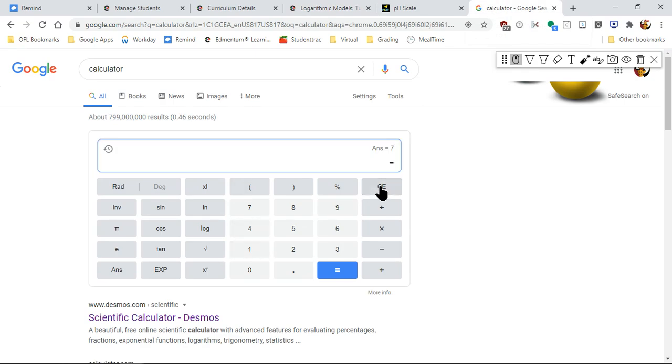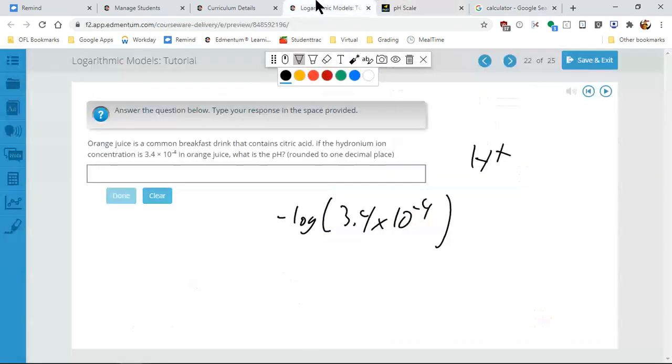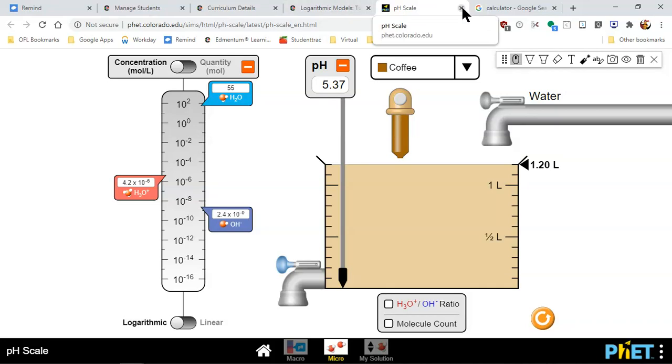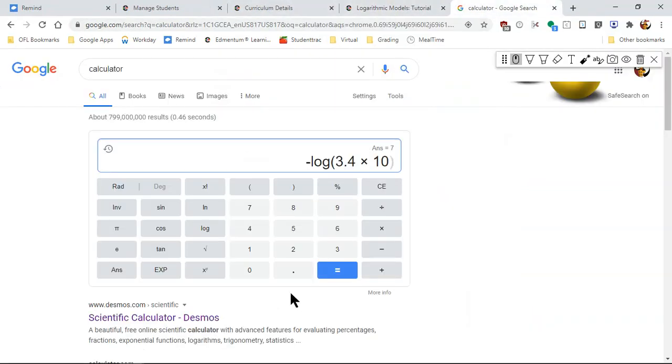So we do this negative log 3.4 times 10. Close this. That wasn't fun at all, guys. I'm sorry. Exponent negative 4. I feel like they should give a warning there that you should have some chemistry knowledge.